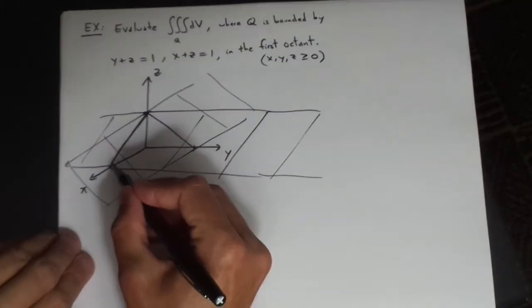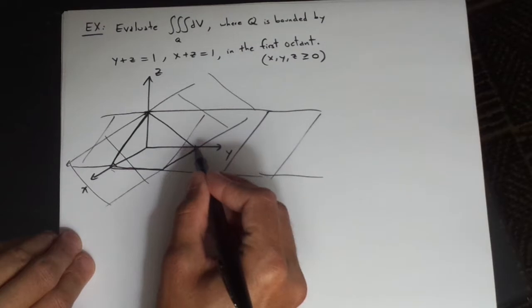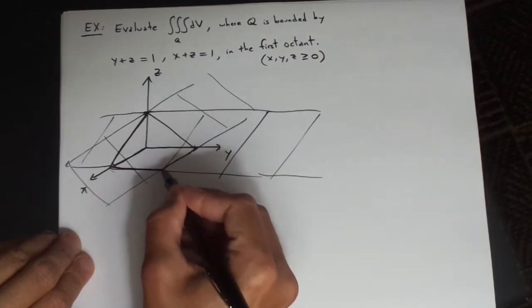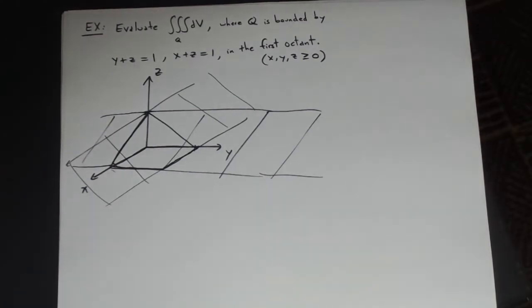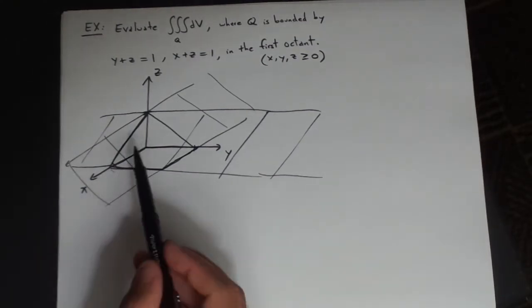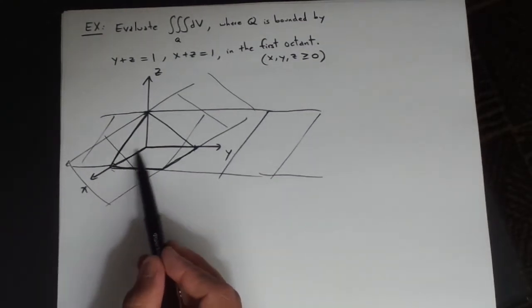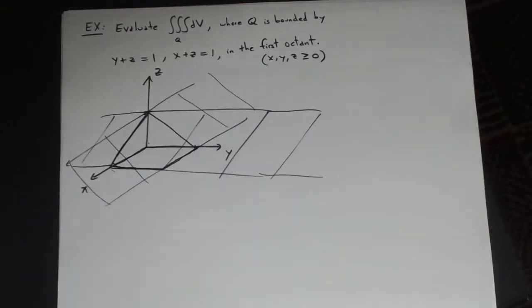Notice that you can kind of see a square down here in the xy plane that is formed by those crisscrossing planes. So you might think that this is pretty easy: just integrate x from 0 to 1 and y from 0 to 1. But there's a bit of a problem here, guys.